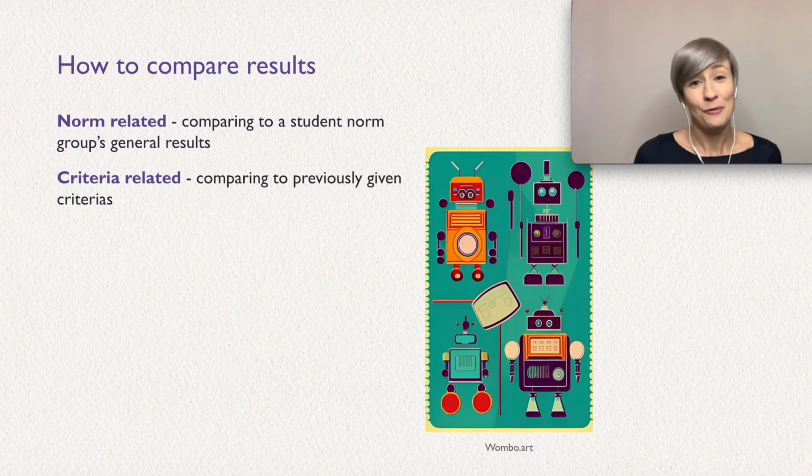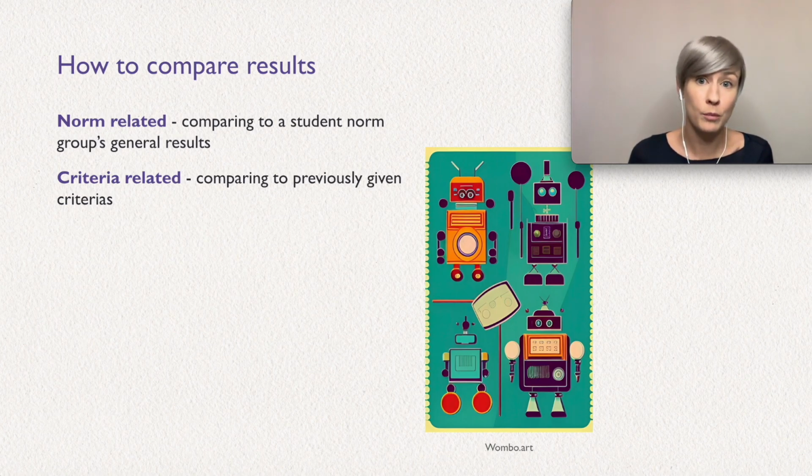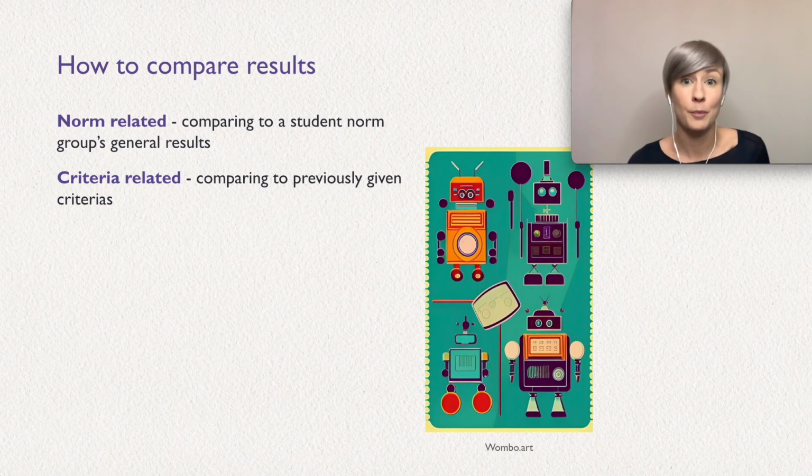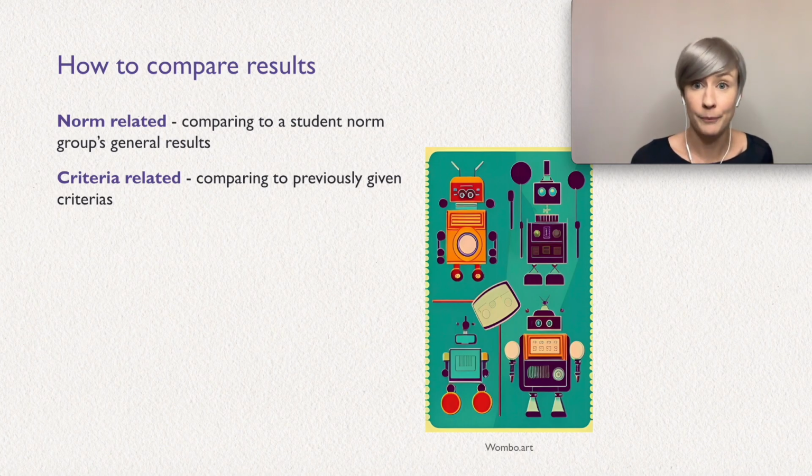How to compare results. There are two ways we usually talk about how you can compare results. We have the norm-related way. That is when you compare your students' results to a student norm group's general results, and then you see if they did better or worse than the other group, and place the students on a bell curve.